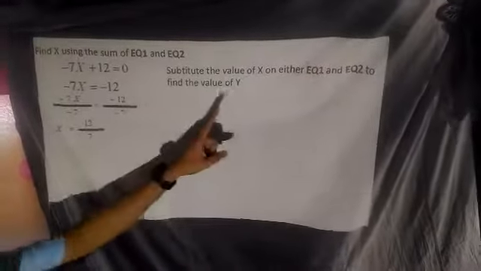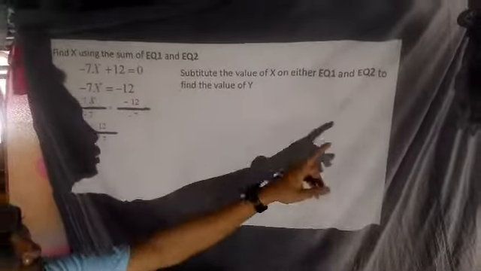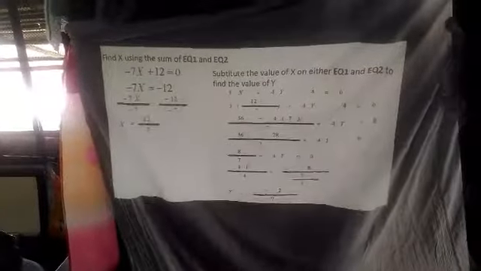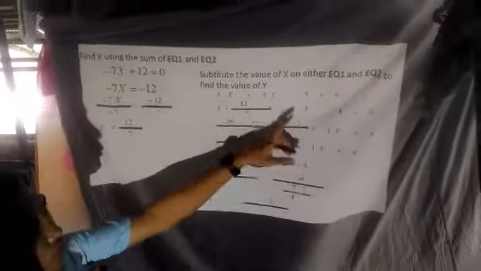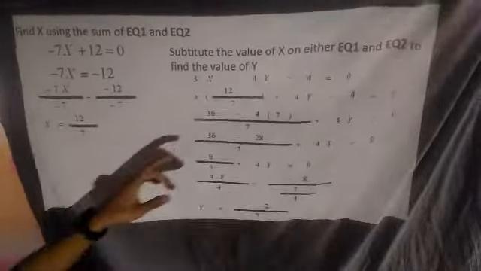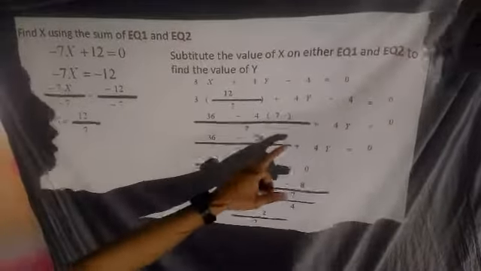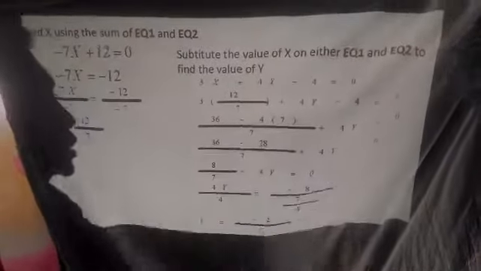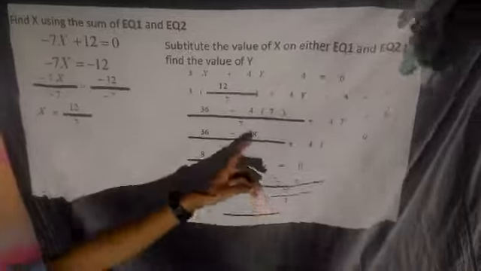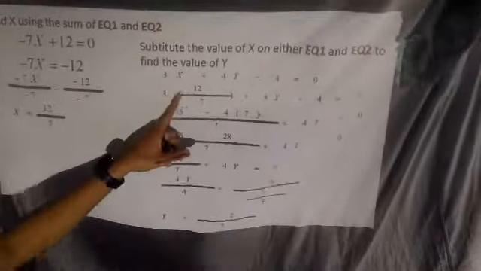Now you can substitute the value of x in either equation 1 or equation 2, then find the value of y. So I choose equation 1. So we have 3x plus 4y minus 4 equals 0. Then, our x is 12 over 7, so 3 times 12 over 7 plus 4y minus 4 equals 0. Then you must find the least common denominator.